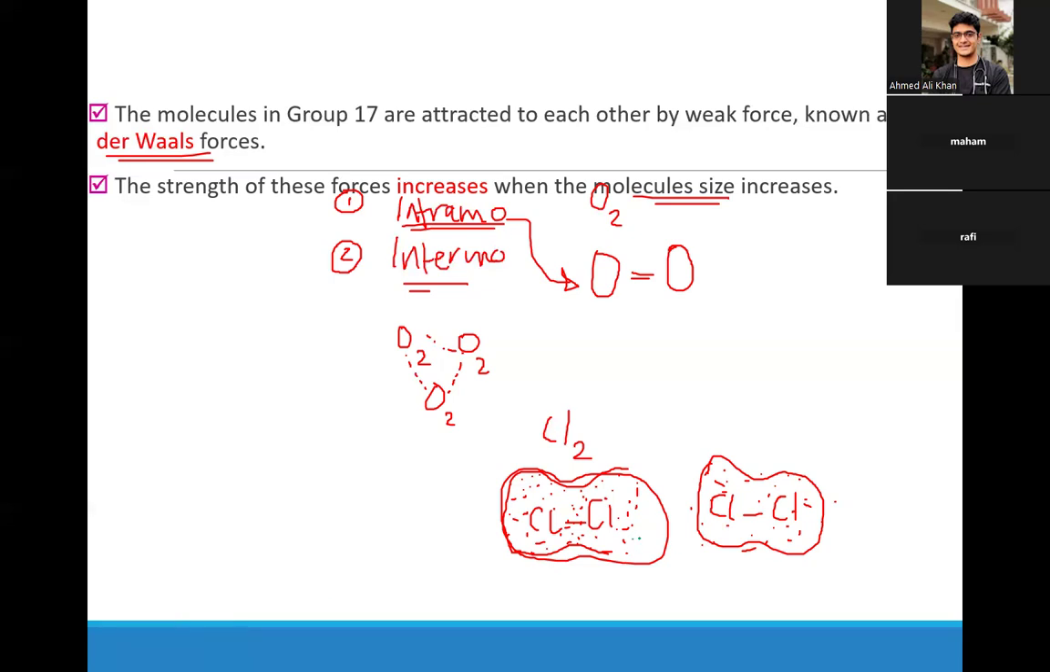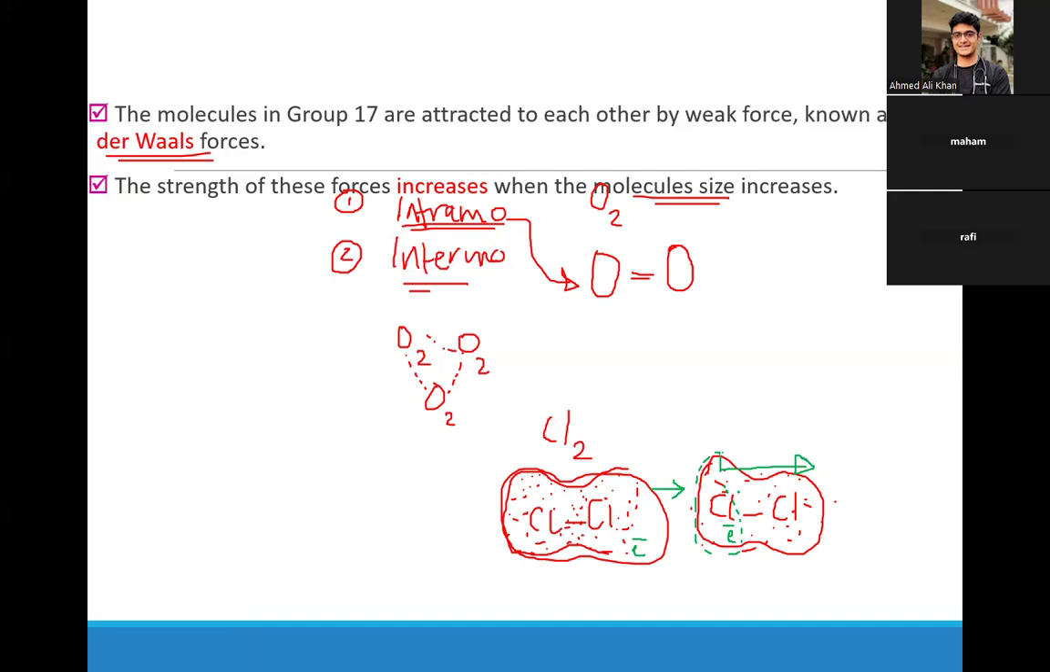Negative. Right, negative. So this electronic cloud is negatively charged. What about this electronic cloud? This is also negatively charged. So when this chlorine molecule comes near this other chlorine molecule, it will kind of repel this portion of the electrons to the opposite side. Like charges will repel.